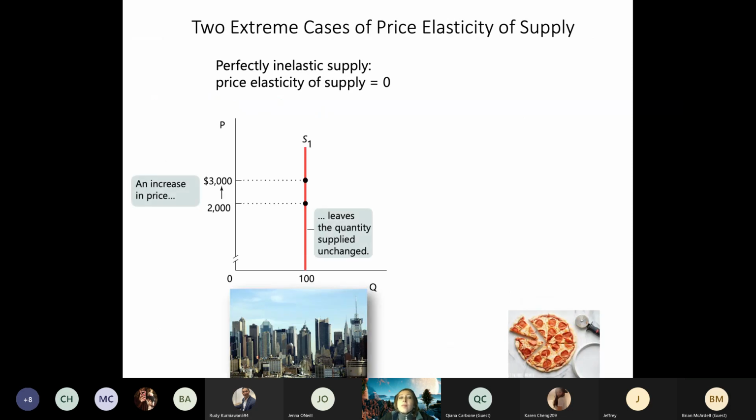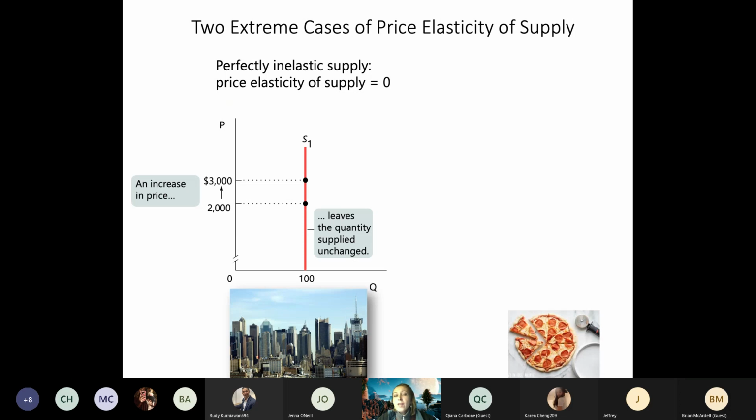Extreme cases. Perfectly inelastic supply, such as land in Manhattan. Well, maybe it's not land in this case, housing, right? So for a certain period of time, say this month, February of 2021, the supply of housing may be inelastic and perfectly inelastic, kind of fixed at a certain level. Maybe it can change over time. Maybe the supply of housing is actually quite price sensitive.